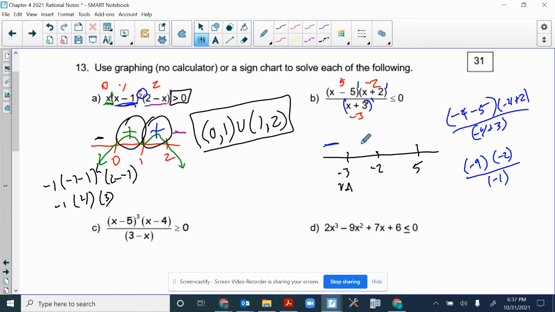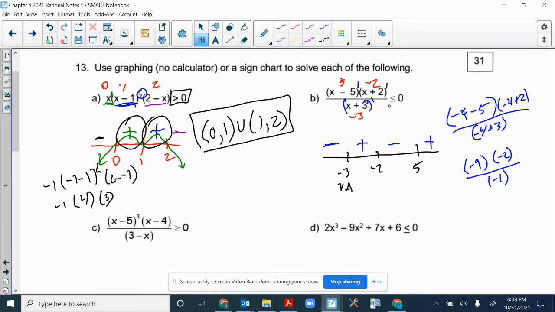So all of them are going to switch signs every time. It's going to go negative to positive, multiplicity of 1. -2 is a multiplicity of 1, so it's going to go positive, negative. And then 5 has a multiplicity of 1, so it goes from negative to positive. So it's switching every time.